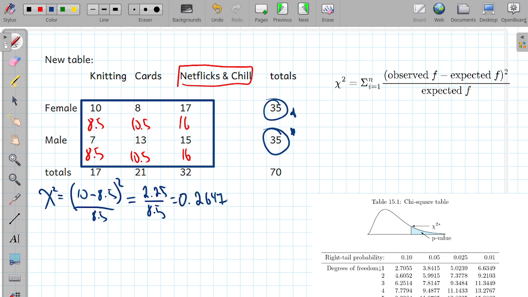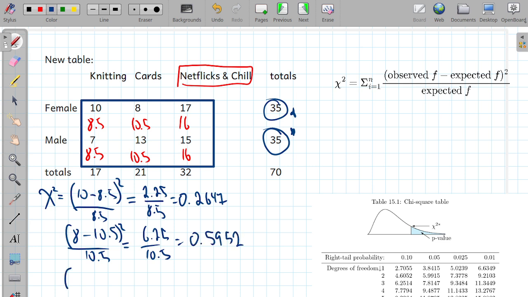Okay. Now let's look at the next one. So this is going to be 8 minus 10.5 squared divided by 10.5. So the difference there is 2.5 squared is 6.25 divided by 10.5. Critical battery, yeah, I know. And we get 6.25 divided by 10.5, and that's 0.5952.